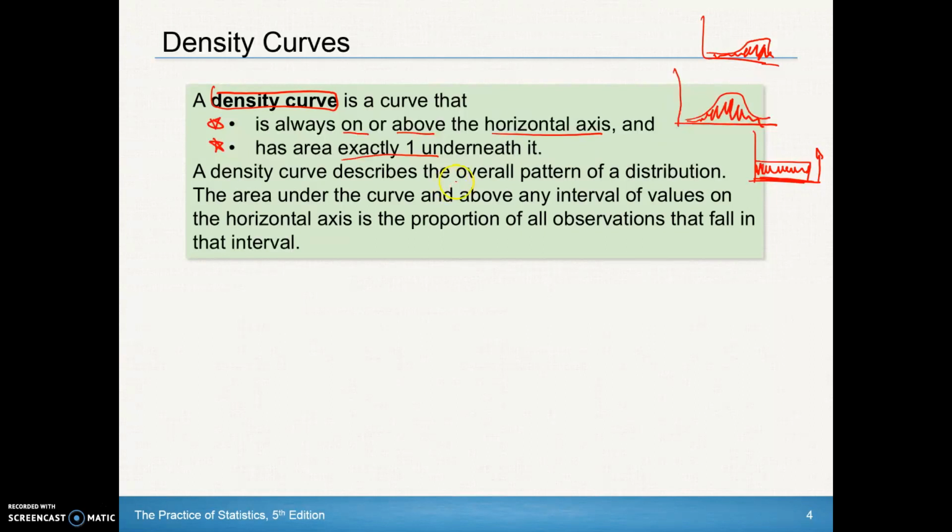Okay? It does describe the overall pattern of a distribution. And the area under the curve and above any interval of values on the horizontal axis is the proportion of all observations that fall in that interval. So in other words, if I had a distribution that looked like this, let's say it was perfectly symmetric, sorry I didn't draw it that way, but if I got this median, we'd have 50% of the data down here and 50% of the data up there.